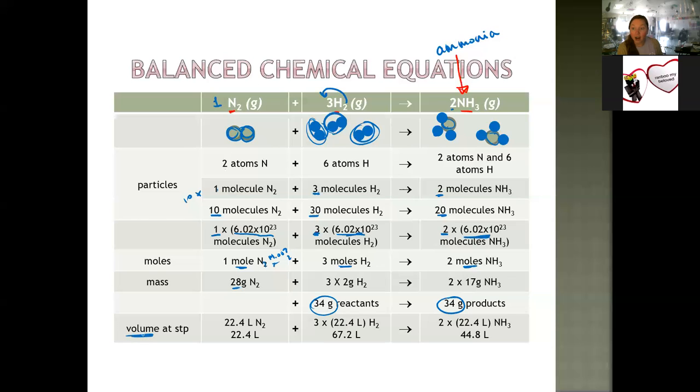Remember that we also have volume. I can take my moles and turn them into volumes. So 1 mole at STP would have a volume of 22.4 liters. 3 moles at STP would be 3 times 22.4, 67.2 liters. 2 moles here times 22.4 liters would give us 44.8 liters. If I add these up, do they equal the volumes of the products? Does the law of conservation of mass also translate to a law of conservation of volume?